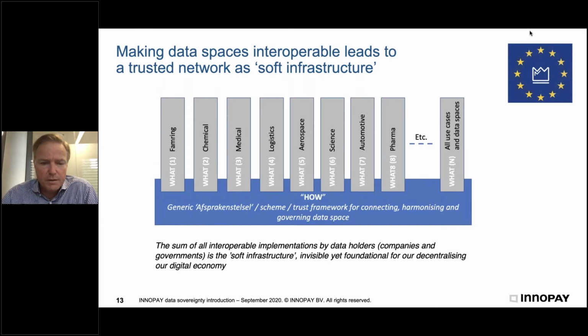architecture surrounding it. So the sum of all the interoperable implementations of the data holders, which is the companies and governments, is what we call here the soft infrastructure, because it's invisible, but it's really foundational for decentralizing our digital economy.